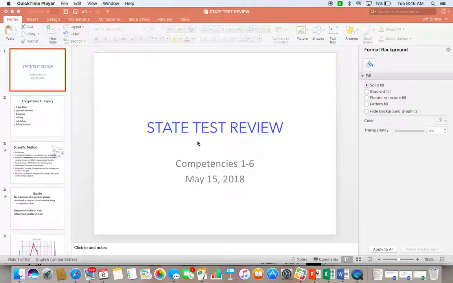Okay, we're going to go through what y'all need to study for your state test, which is Tuesday, May the 15th. We're going to go through competency by competency, just hit the high points of things that we need to go over and review and make sure that we know.